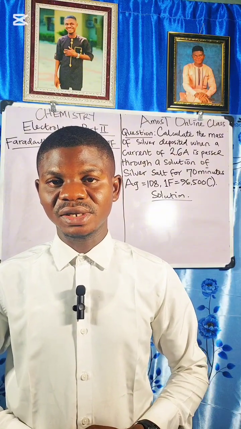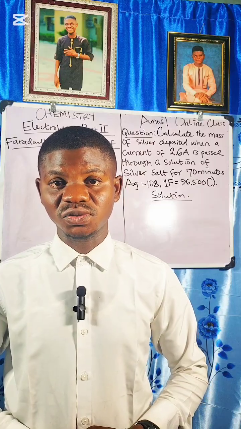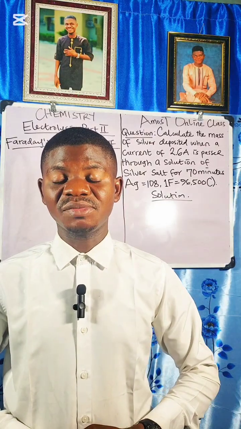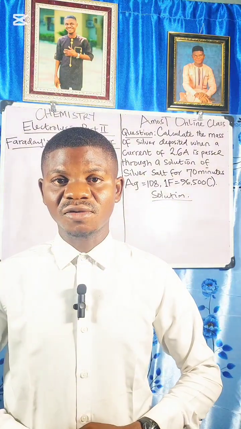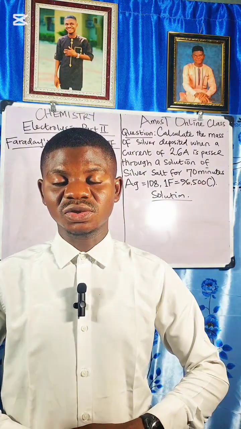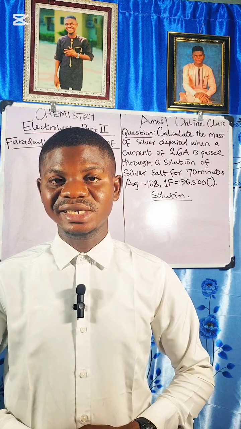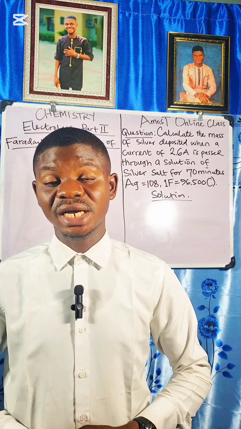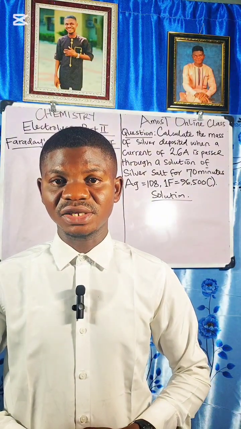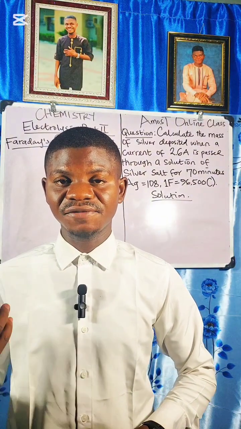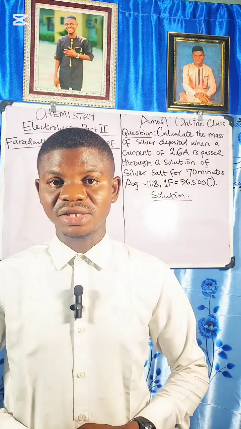In today's video, we're learning chemistry, and the topic of our discussion is electrolysis part 2. In our previous video, we learned about electrolysis. We defined electrolysis. Of course, we learned the meaning of some key terms in electrolysis, such as electrolytes, electrode, anode, cathode. We also learned about Faraday's first law of electrolysis. In today's video, we're learning Faraday's second law of electrolysis.